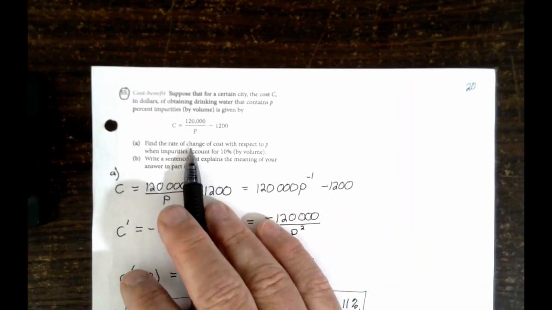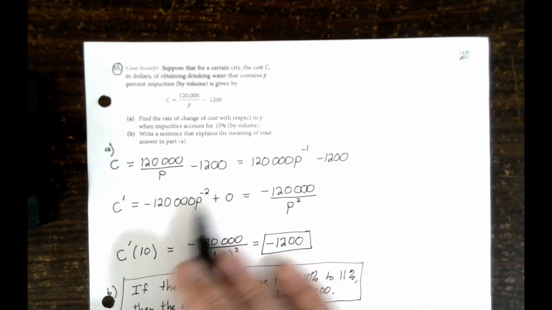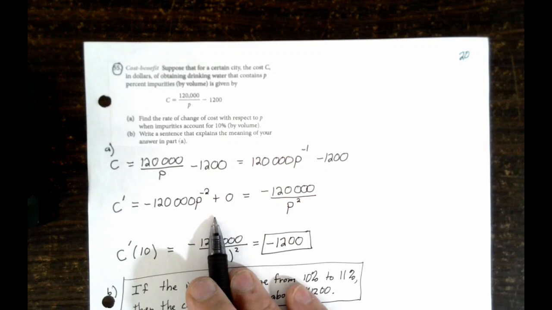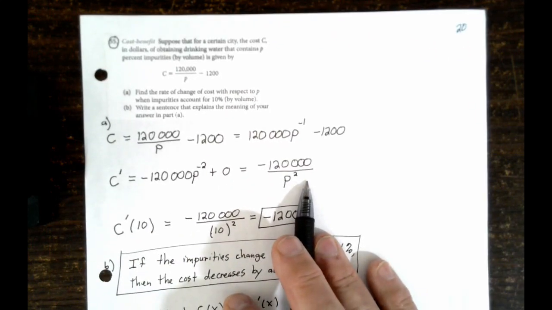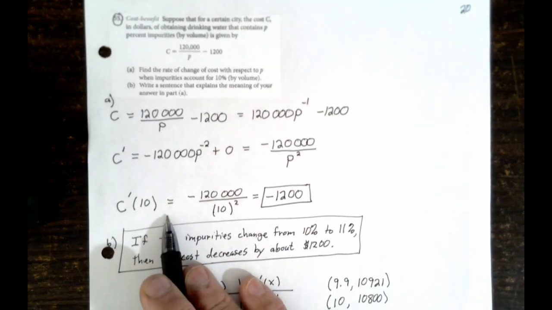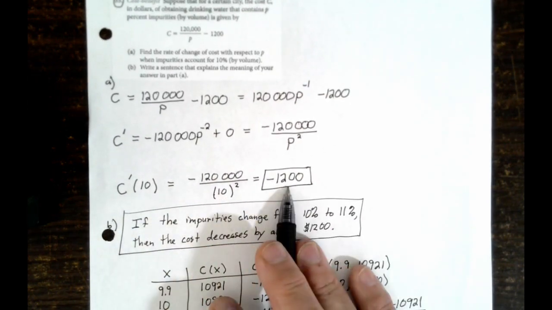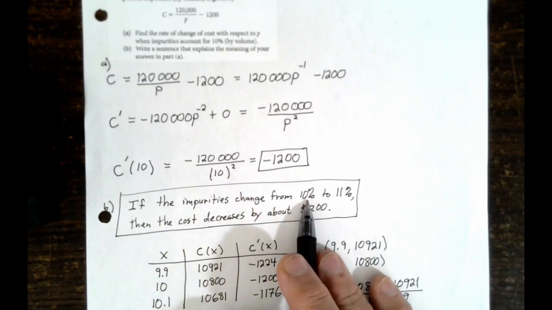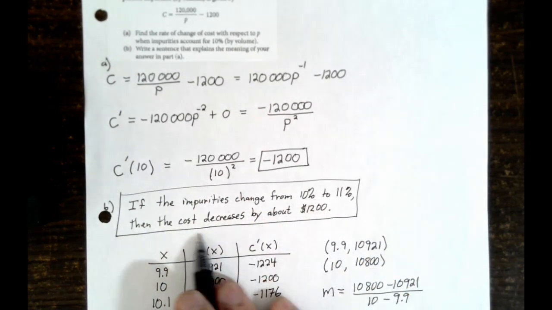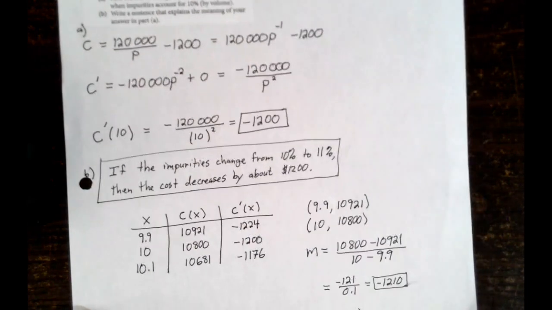55, here's your cost function, and you want to rewrite it this way. So when you take the derivative, it's easier to do, and you get this. It says find the rate of change of the cost for impurities of 10%. So you plug 10 into the function and you get negative 1200. So if the impurities change from 10% to 11%, then the cost decreases by 1200 because it's negative there.